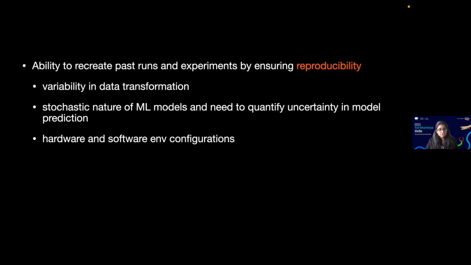And in general, the stochastic nature of the machine learning models itself makes it really hard for us to reproduce the results. There are certain techniques like temperature scaling and ensemble modeling to help you quantify uncertainty in model predictions. Apart from the data and model aspect, the hardware and software environment configurations and standardizing them also becomes important when the reproducibility aspect needs to be maintained throughout the pipeline.